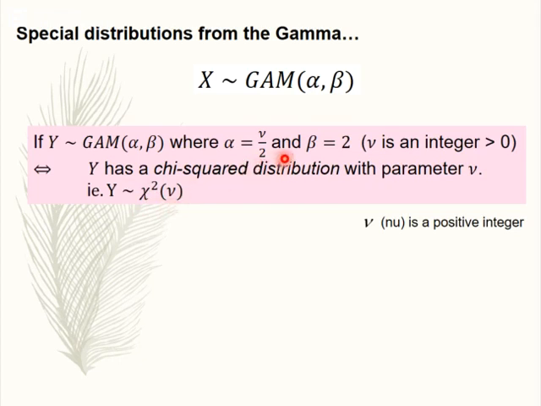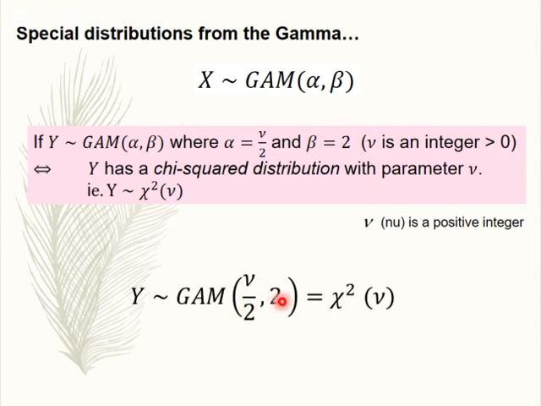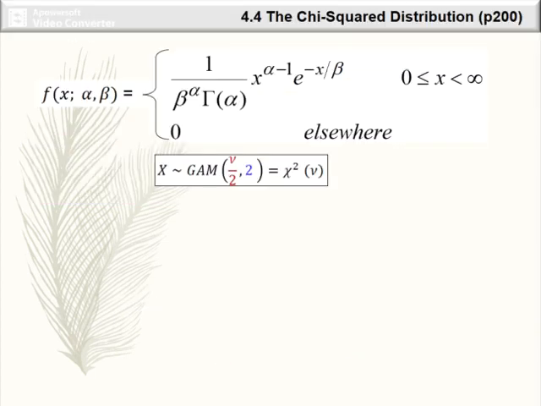And similar to the other case where we had lambda and alpha is fixed, here beta is fixed to be equal to 2, and then we have freedom to choose what value of nu we want as long as it satisfies that condition. So overall, we're saying that if we have a gamma with these parameters, then it's equivalent to a chi-squared distribution with parameter nu. And the parameter for a chi-squared distribution has a special name. It's called the degrees of freedom, and that's something you will look at later in one of the later chapters. But for now, just know that's the special name.